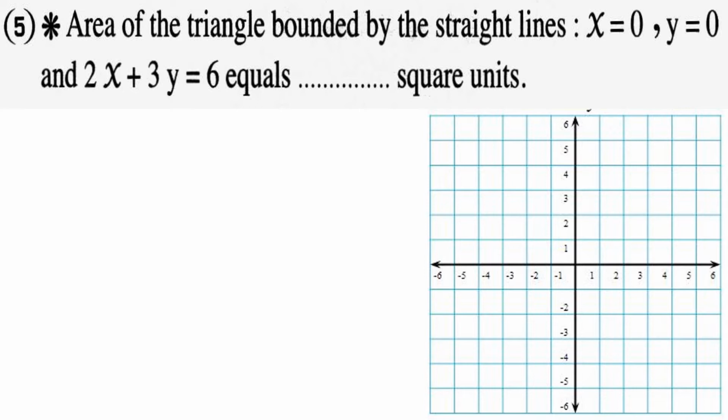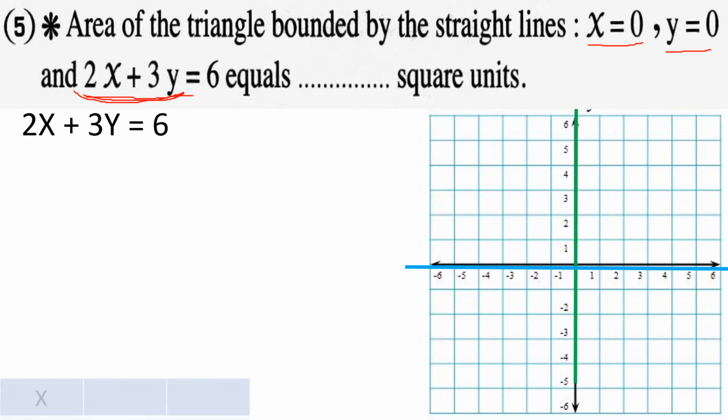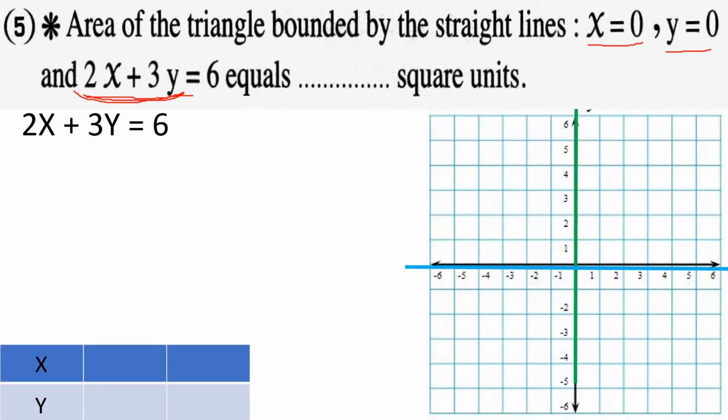Question number 5. Area of the triangle bounded by the straight lines x equals 0, y equals 0, and this straight line. First of all, let's plot x equals 0 and y equals 0. This is x equals 0, and this is y equals 0. Now I need to find this straight line. I want to draw it. So I need a table. Okay. This is the table. We will assume some values of x and substitute in this equation to find the coordinates of y.